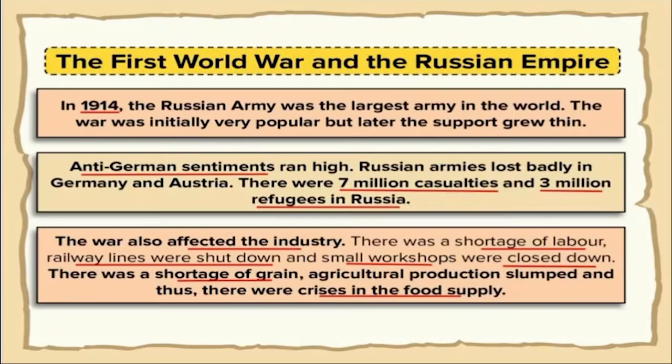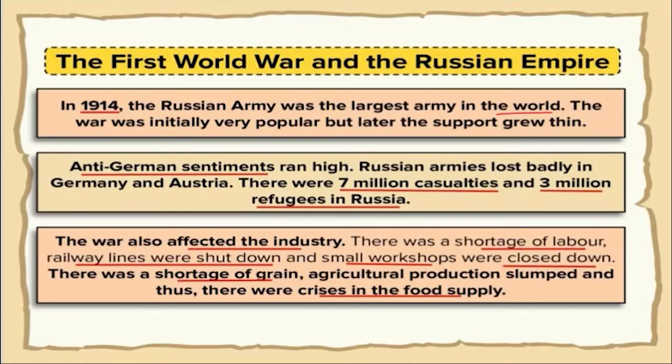Now, what was the effect of the First World War on the Russian Empire? In 1904, the Russian army was the largest army in the world. In 1914 the First World War started also. So the Russian army was the very largest army in the whole world.